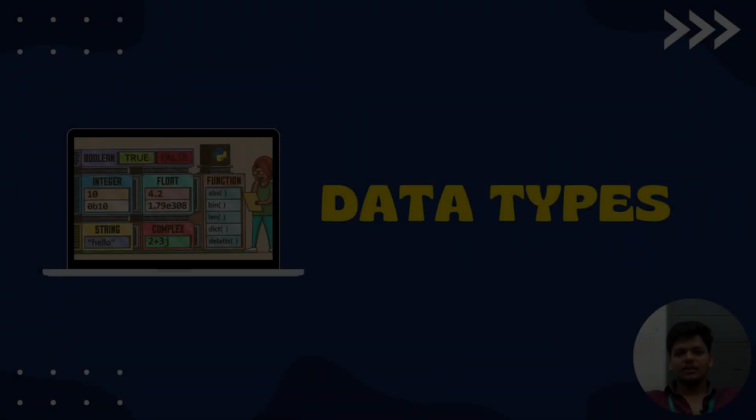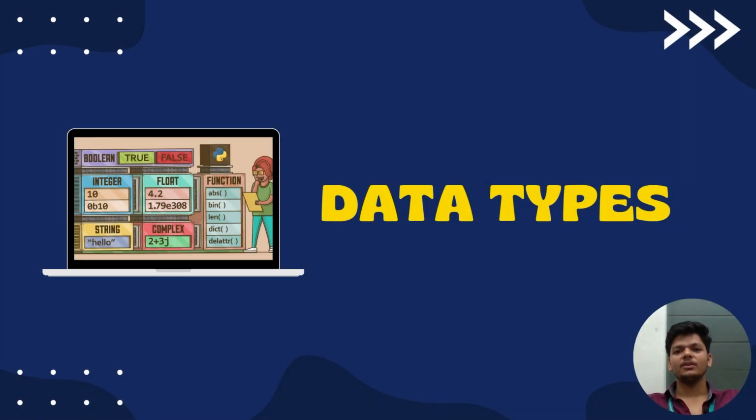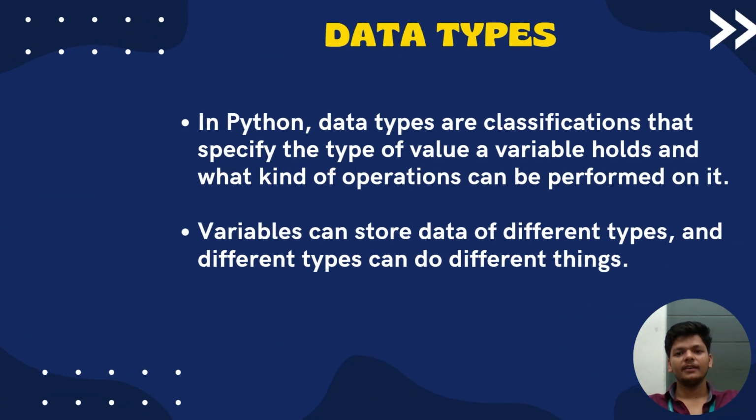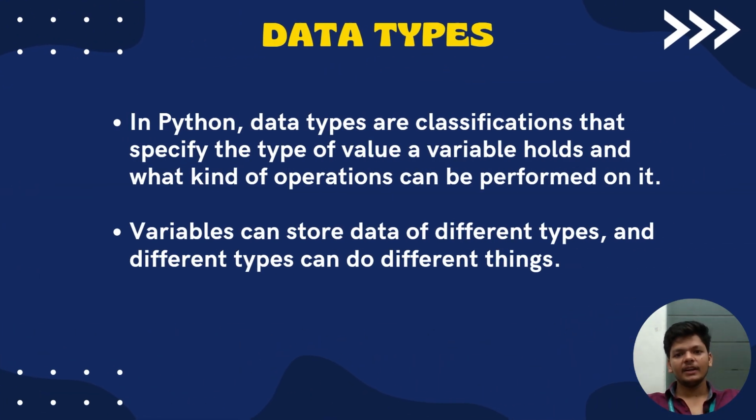Thank you. Hello everyone, my name is Avnish and we are going to explain data types in Python. First we will see what a data type is. In Python, data types are classifications that specify the type of value a variable holds and what kind of operations can be performed on it. Variables can store data of different types and different types can do different things. In simple language, the type of data we are going to store in the variable is called a data type.